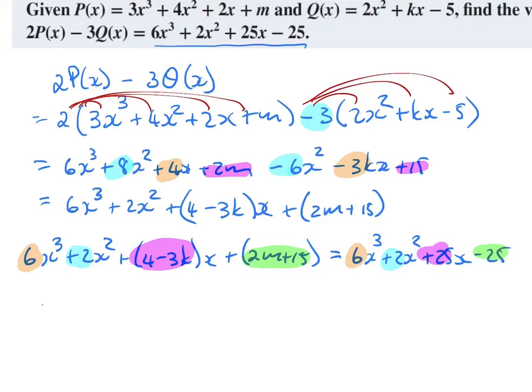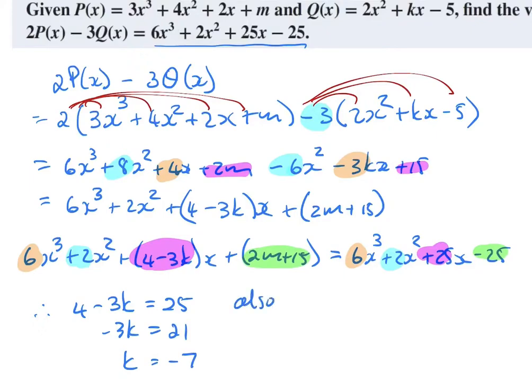So I'm going to say, therefore, 4 minus 3k must equal 25. That's the pink highlighting. I'm going to take away 4 on both sides, so that's minus 3k equals 25 take away 4, which is 21. I'm going to divide by negative 3 on both sides, so k equals negative 7.